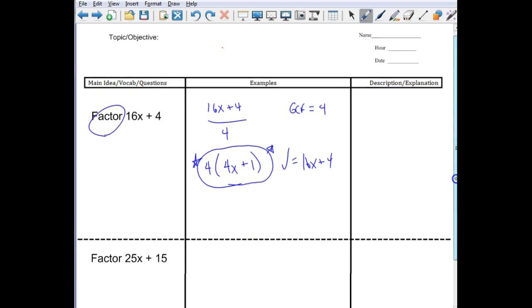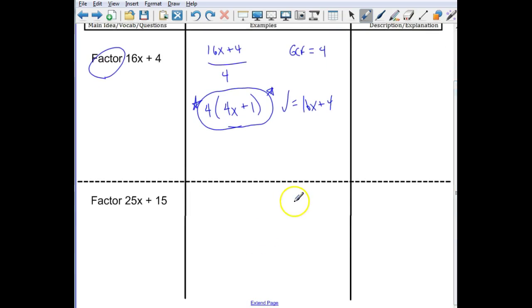And then the last one I'll do with you here, hopefully you're seeing how this works. You just got to find those factors and divide them out. You have 25x plus 15. GCF, that's a nice easy one because they both end in 5. And I do believe 5 is the largest number that goes into them, so you divide out that 5.